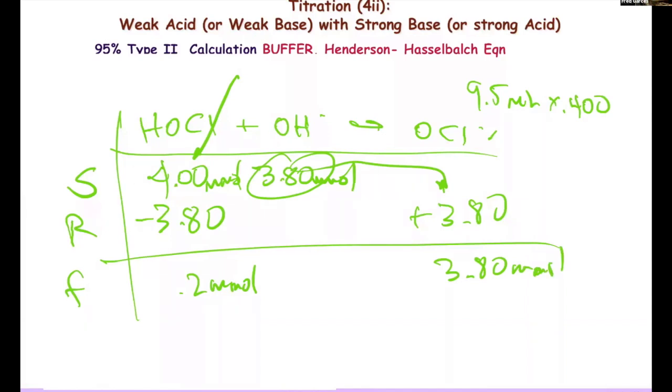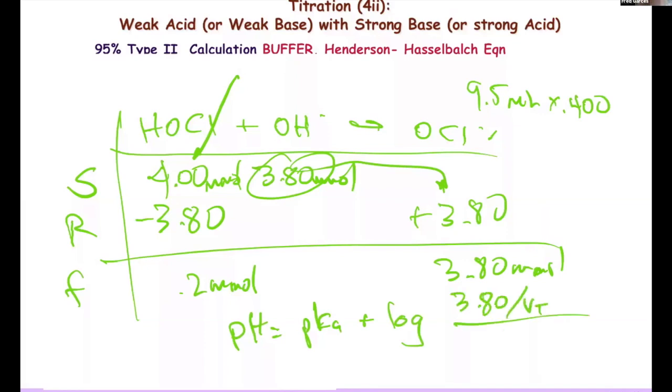Let's just take the pH equals the pKa plus the log. Remember, it's the base, 3.8 divided by the volume. But the volumes are going to be the same for both numerator and denominator. 0.2 divided by the volume. I don't even have to put the volume here. I know what this is. I've got the pH of the solution. Remember, this is not at the equivalence point. This is still the buffer region.